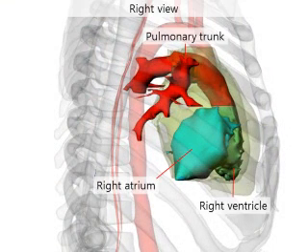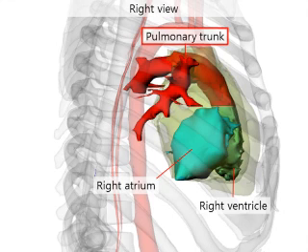Only blood with low oxygen passes through the pulmonary arteries, but they are still called arteries because they go out of the heart.